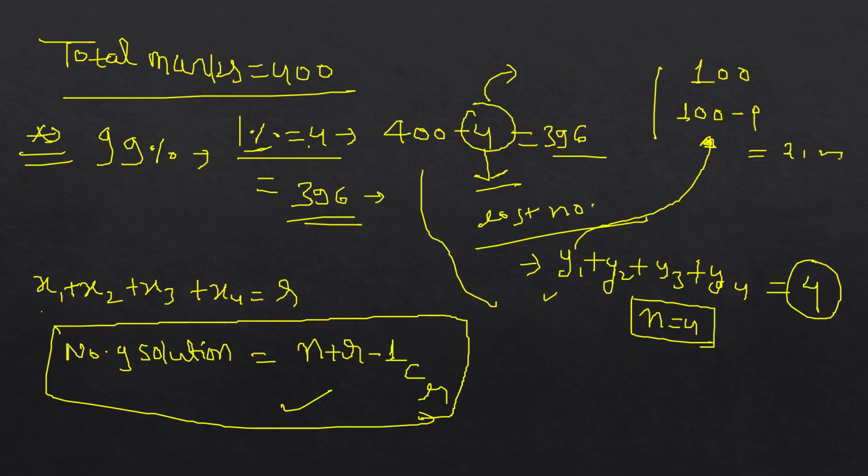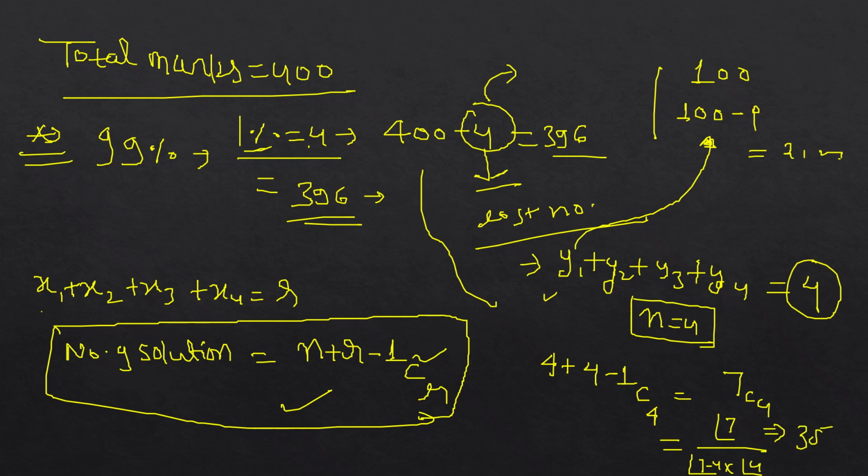Now we put in this equation: n is 4 plus r, which is also 4, minus 1 C r, and here r is 4. So we get 7C4, and you can solve it as factorial 7 divided by factorial 7 minus 4 multiplied by factorial 4. With the solution you will get 35 as the answer. So there are a total of 35 ways the student can get 396 marks.